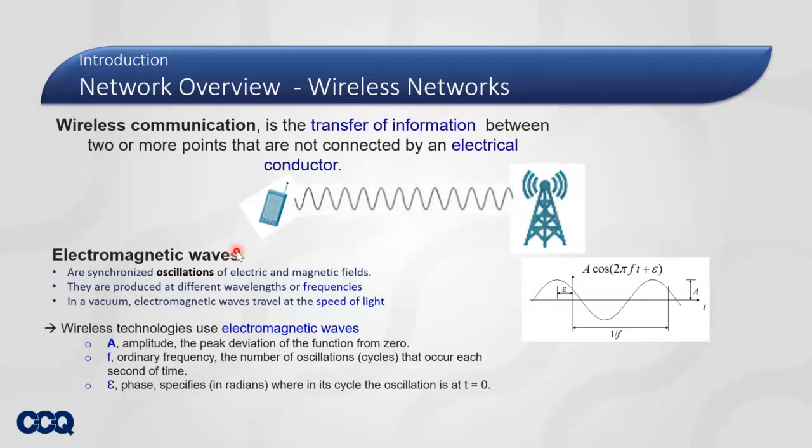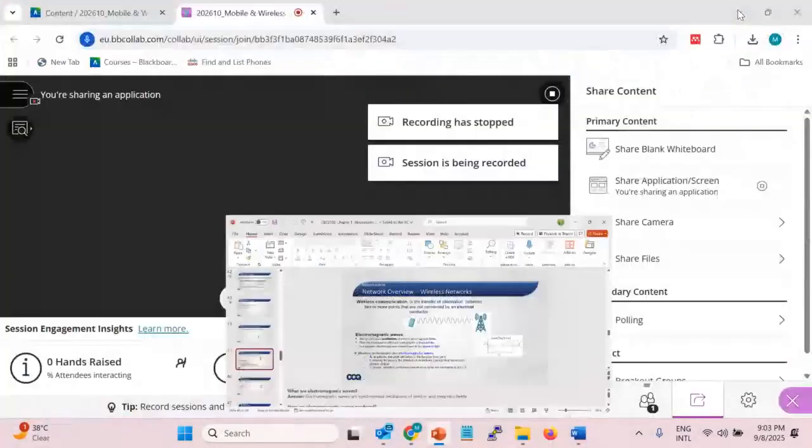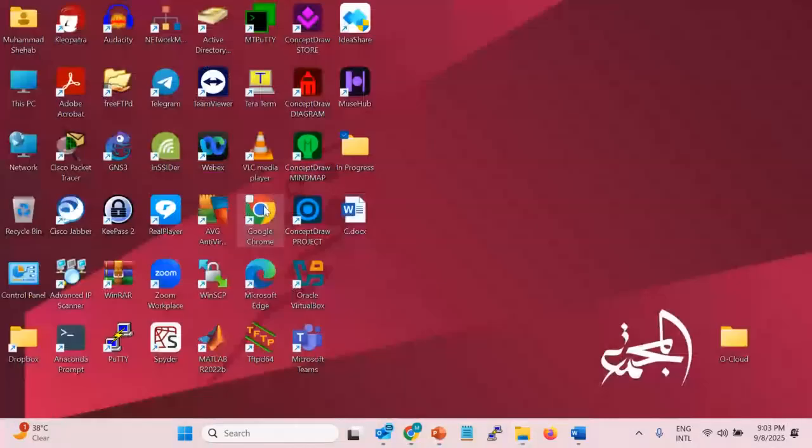So, what is wireless communication? It is the transfer of information between two or more points that are not connected by an electrical conductor. And here we are speaking about electromagnetic waves. Who can tell me what is an electromagnetic wave?